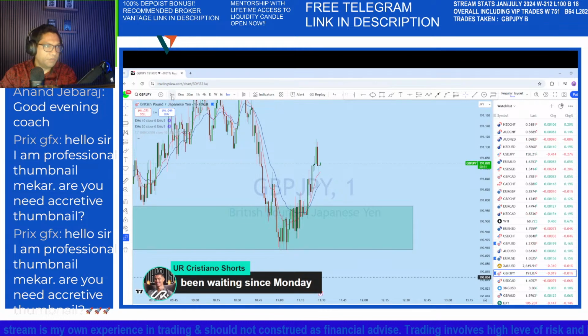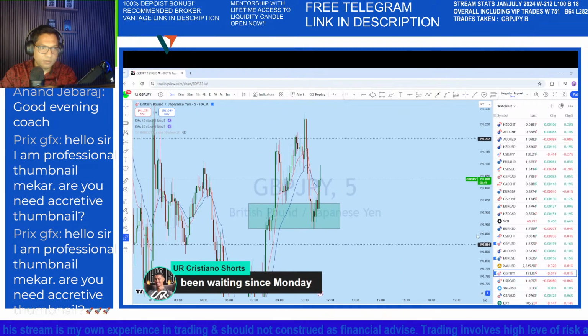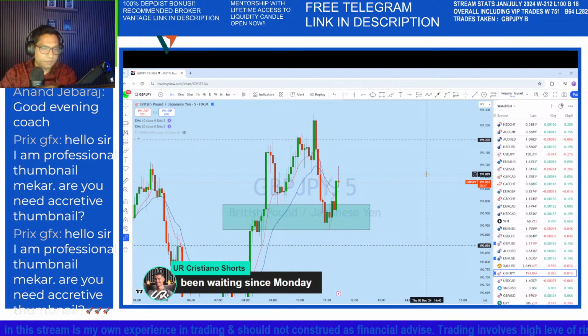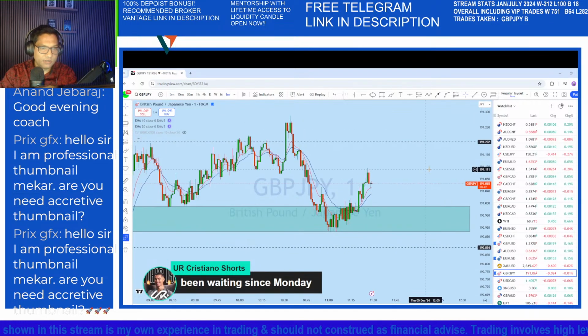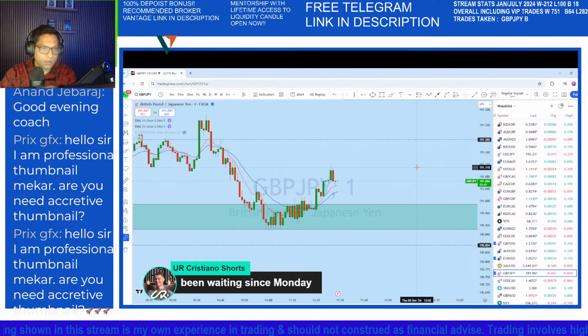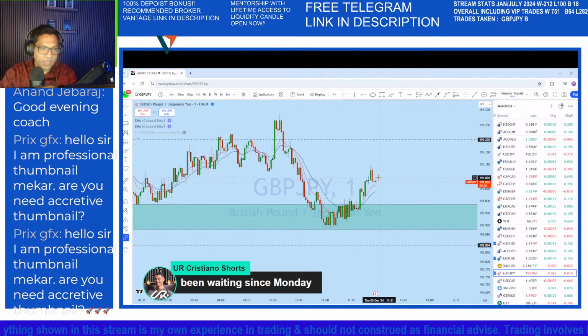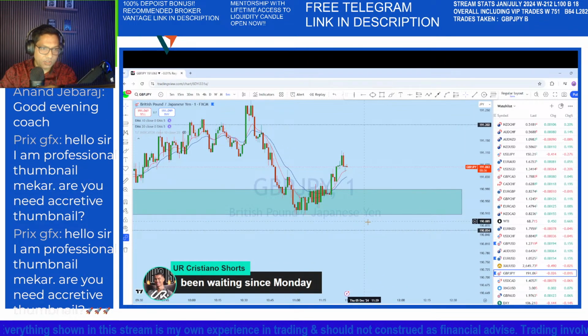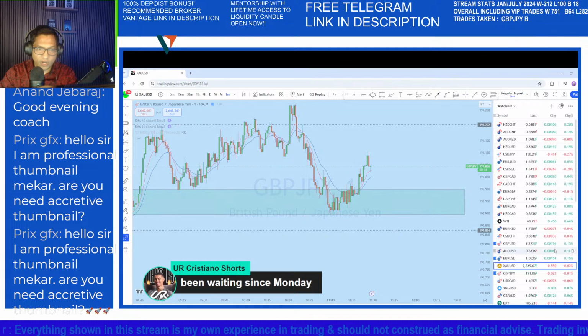Okay, so GBPJPY, and you can see that here is, this is where we are expecting GJ to drop to the support level, and then we can look for entry.